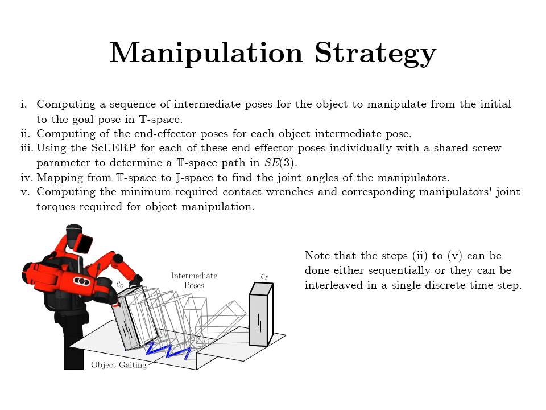First, we compute a sequence of intermediate poses for the object to manipulate from the initial pose to the final pose in task space. Based on that, we compute the end effector poses for each object intermediate pose. Then, we use a screw-linear interpolation for each of these end effector poses individually with a shared screw parameter to determine a task space path in SE3. And then, we map from task space to joint space to find the joint angles of the manipulators. Finally, we compute the minimum required contact ranges and the corresponding manipulators' joint torques required for object manipulation. Note that these steps can be done either sequentially or they can be interleaved in a single discrete time step.